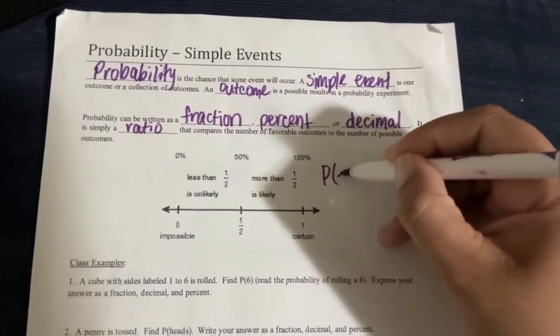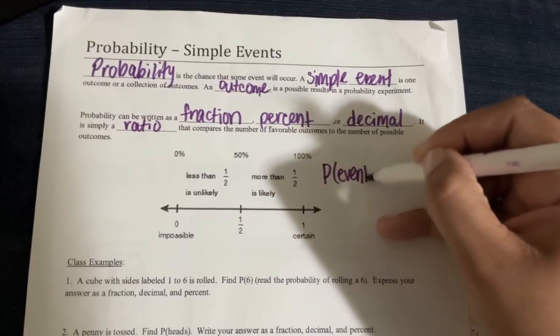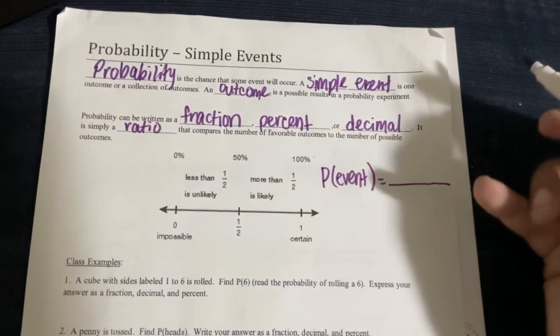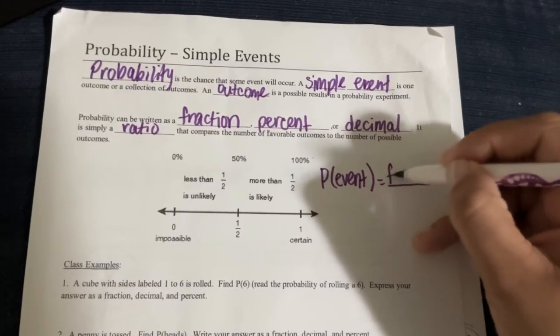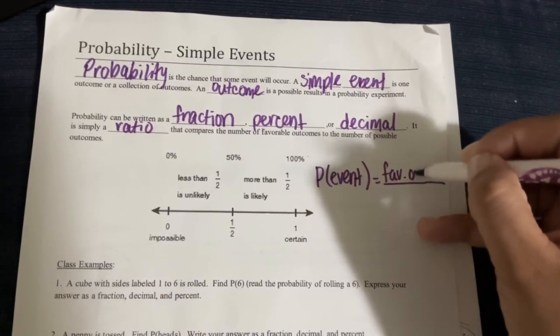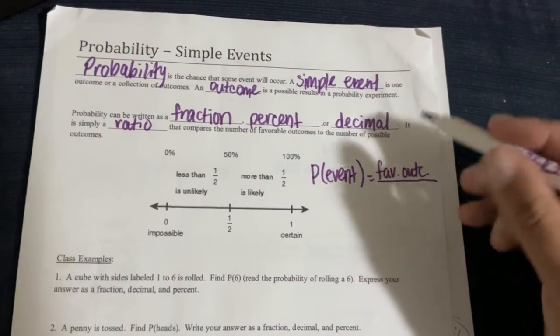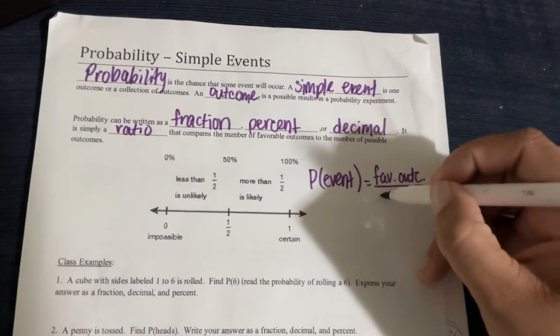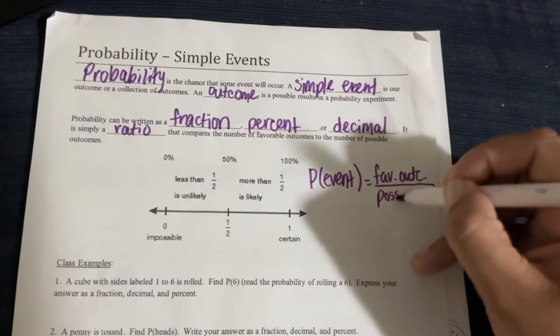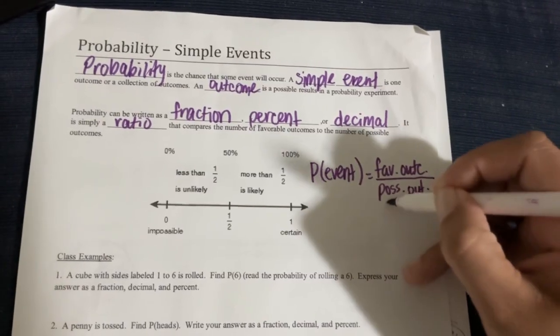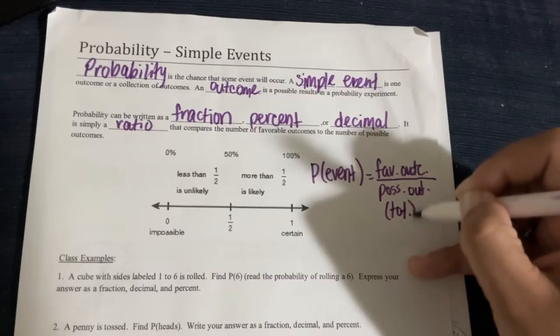So I typically write it like this. The probability of whatever the event is, when I write it as a fraction, the numerator is always the favorable outcome. That's always a number. The denominator is usually the possible outcomes, or to make it easier, it's a total. So total chances.